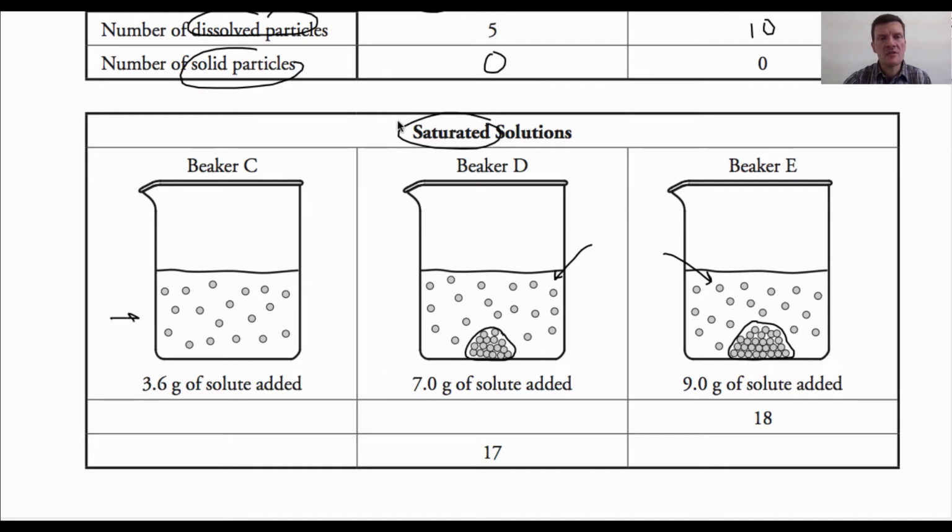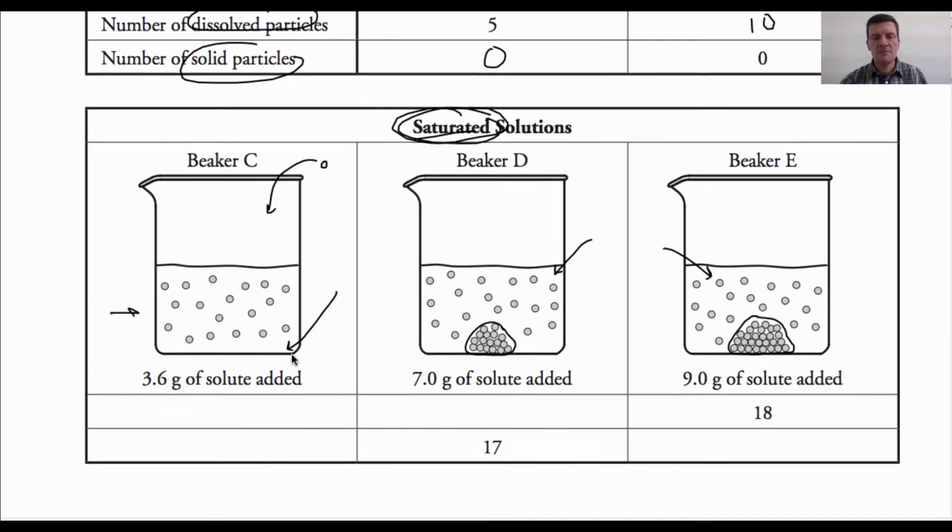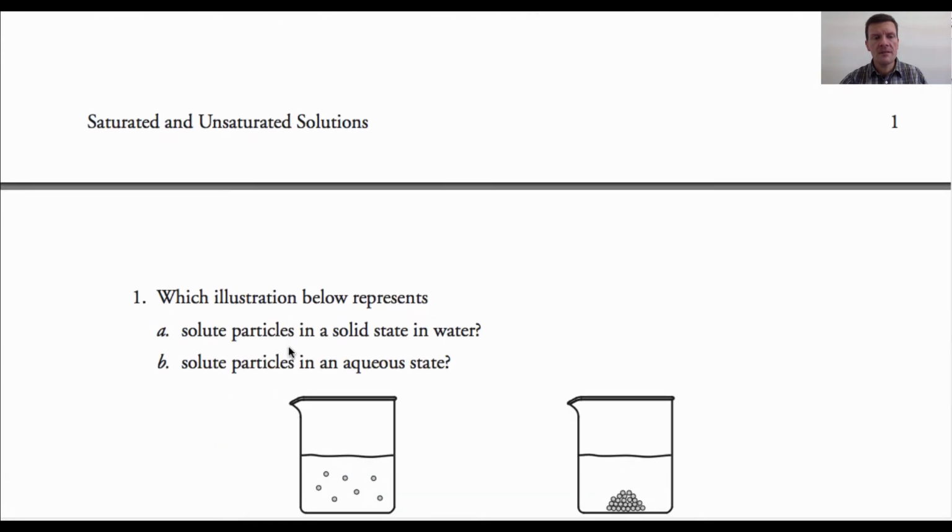Beaker C, you notice we are told that it's saturated, but there are no solid particles down here at the bottom. That must mean that it's right at the maximum amount. If you were to add one more particle into beaker C, it probably would not dissolve because it is maxed out. One more particle, you then would see something at the bottom, but we are told that it is saturated. We just don't see that it's obvious because there's nothing at the bottom there.